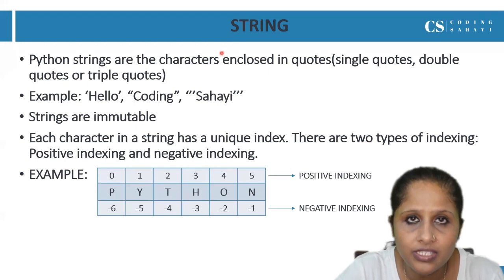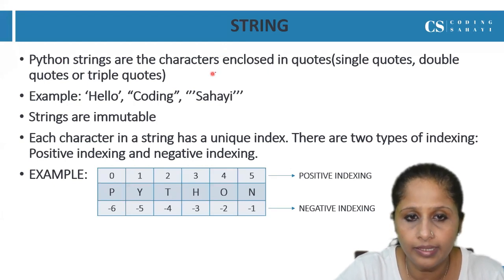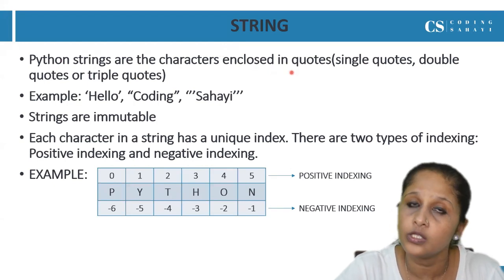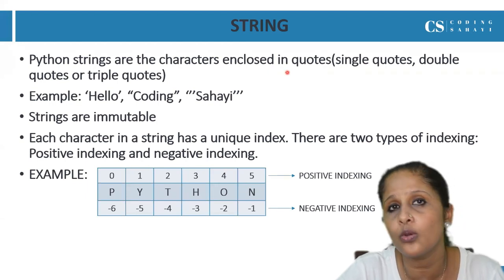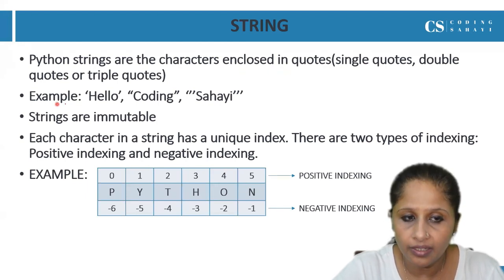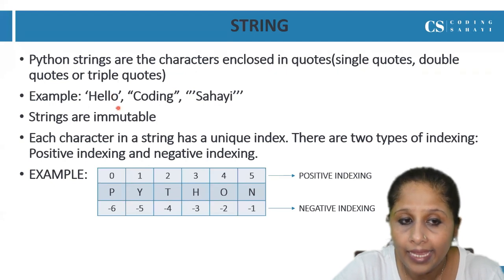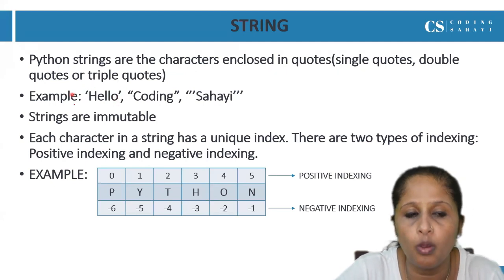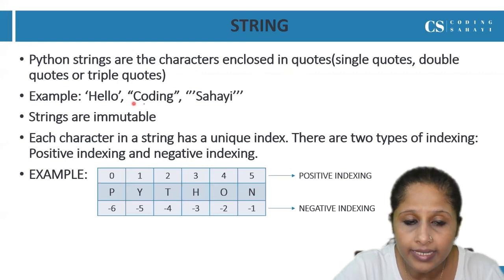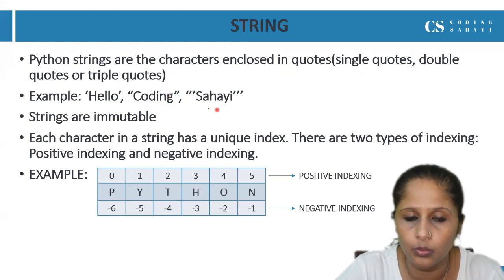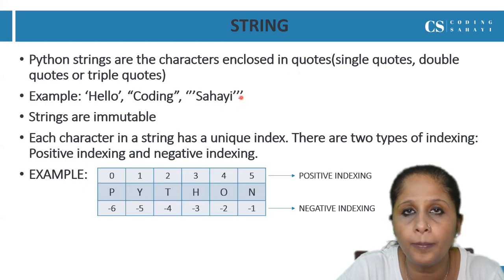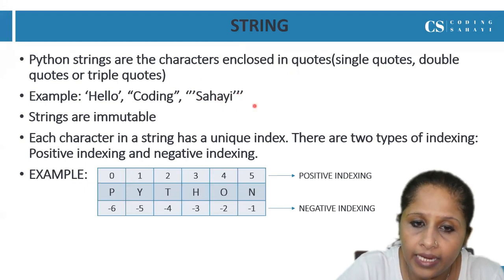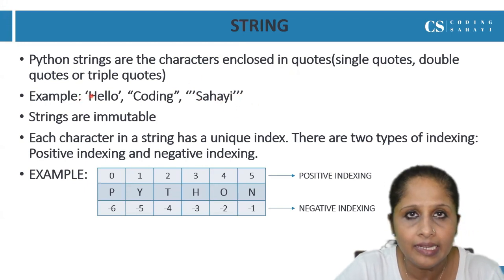So what are Python strings? Python strings are the characters enclosed in quotes. Quotes in the sense single quotes, double quotes or triple quotes. Here we can see an example. Hello, I have written inside single quotes, a group of characters. Then next we have coding, it is in double quotes. Then we have Sahai, it is in triple quotes. So in Python, any of these ways we can write strings.